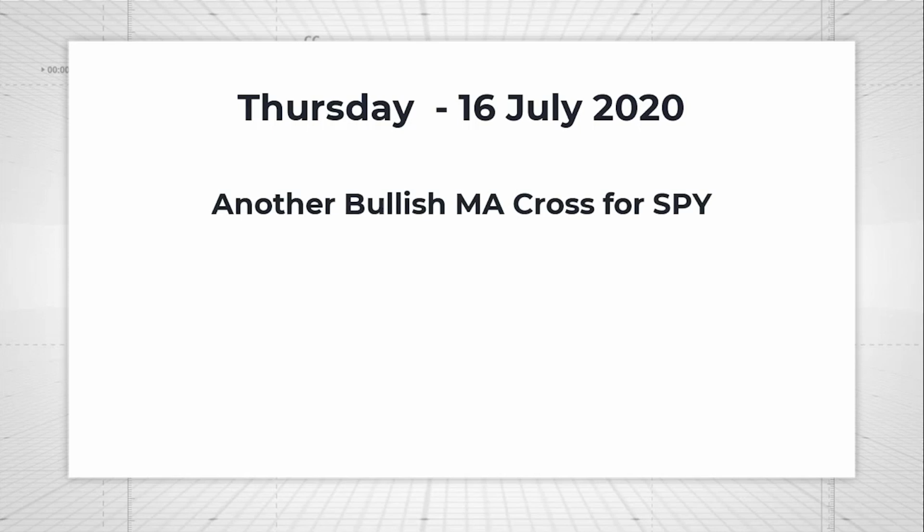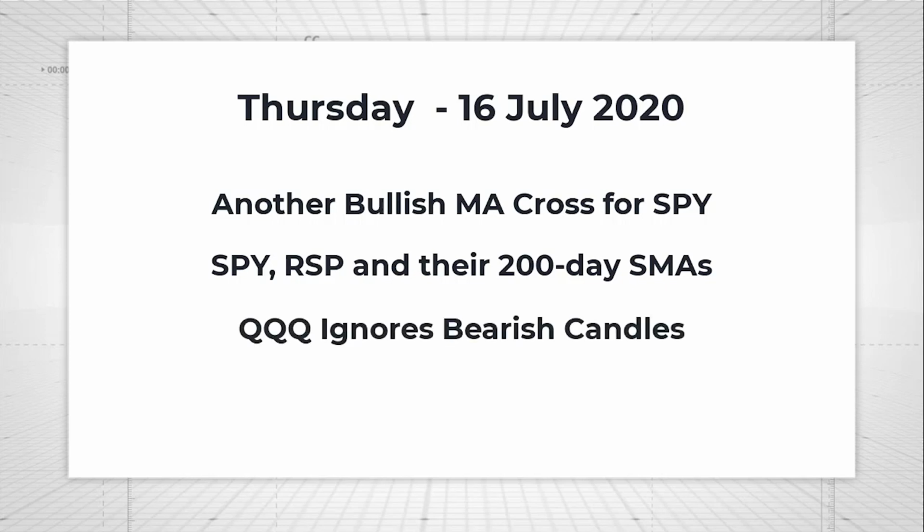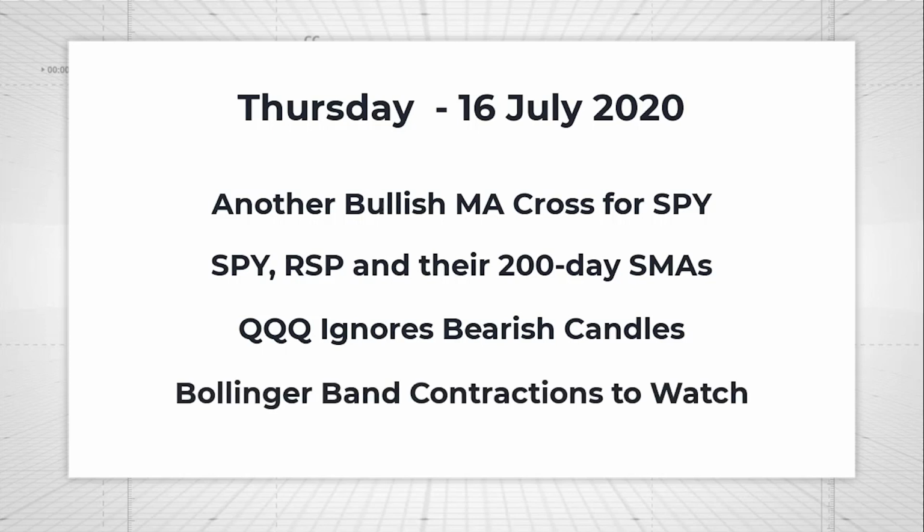So we got another bullish moving average cross for SPY. So the trend is looking up for SPY. Look at RSP, the equal weight S&P 500. It's still below a key moving average, the 200-day. QQQ continues to rise despite a slew of bearish candlestick reversal patterns. And we've got some Bollinger Band contractions to watch in some key ETFs.